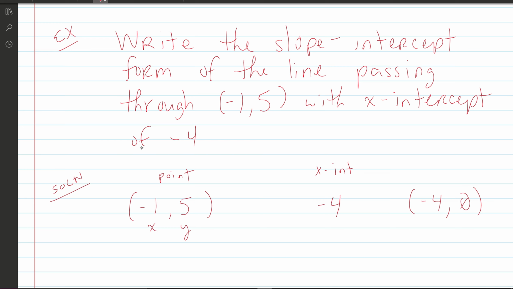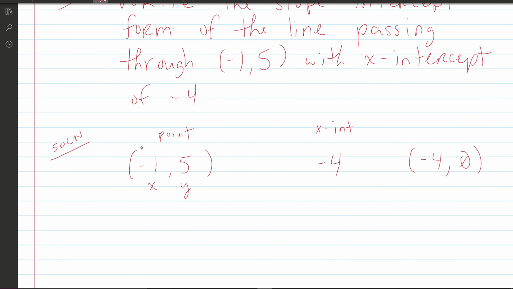If this line crosses through the x-intercept at negative 4, then it should cross at that point where negative 4 is on the x-axis, thus not having any y value. So we'll have a 0 as the y value, right? So it looks like we have 2 points. We're told to write the slope-intercept form, and now you're thinking the slope-intercept form is y equals mx plus b.